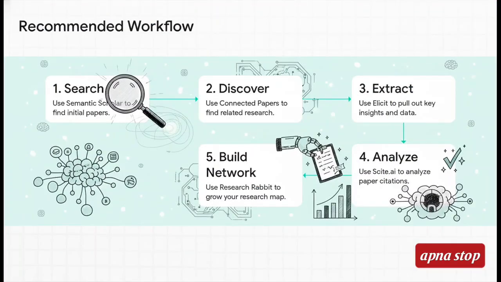You could start your initial search using something like Semantic Scholar. Then you discover the broader research landscape with Connected Papers. Once you've got your core list, you extract the key data with Elicit and then analyze the citations with Cite.ai. And all the while, you're continuing to build out your network of papers using a tool like Research Rabbit. You see, each tool has its perfect place in the process.